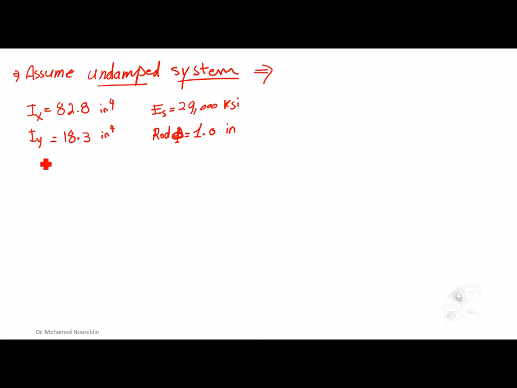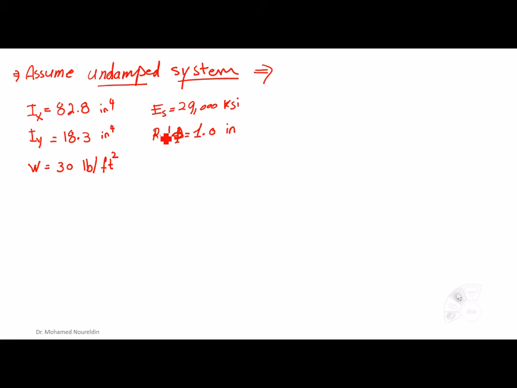Then the weight of the structure, as it has been given for us, take care, they are giving us the weight, which is going to be 30 pounds per square foot. So this is lumped at the roof level, as it has been given. So these are the important things. Let's assume an undamped system, and Ix and Iy, we know it.